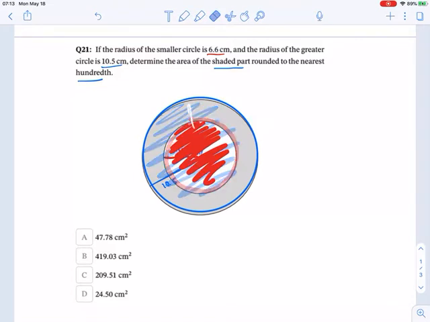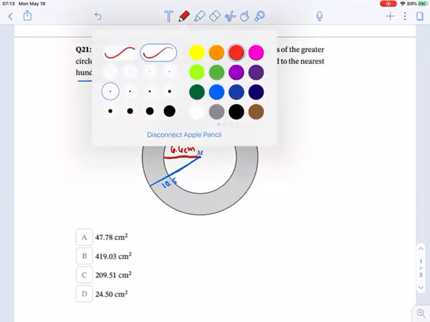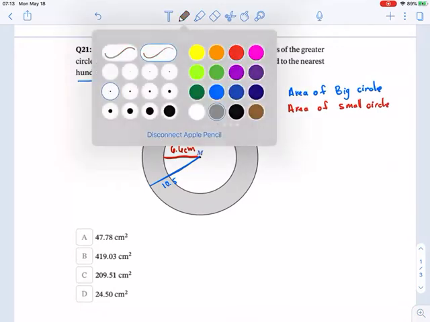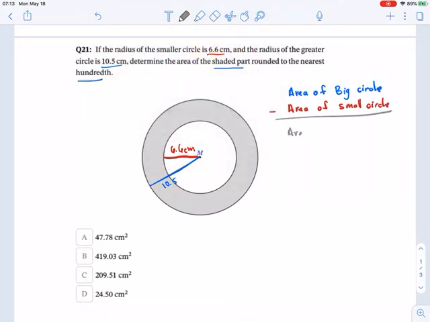In order to do that, I'm going to write this basic idea here. Area of big circle, and I'm going to subtract the area of small circle, and I should be left with the area of shaded region. Big minus small will give me that little donut section all the way around.